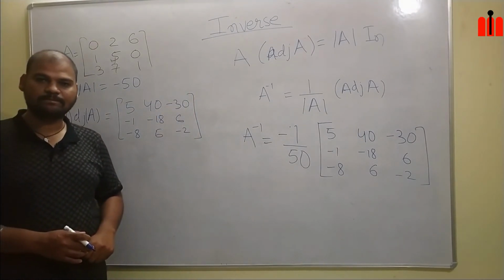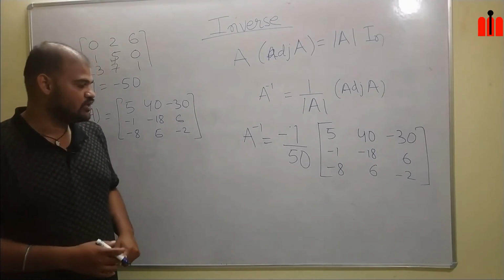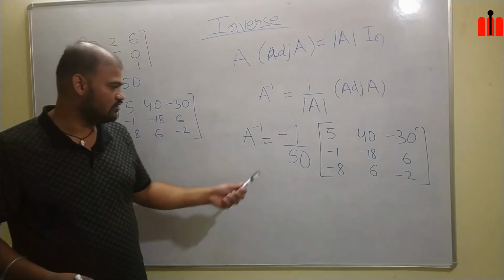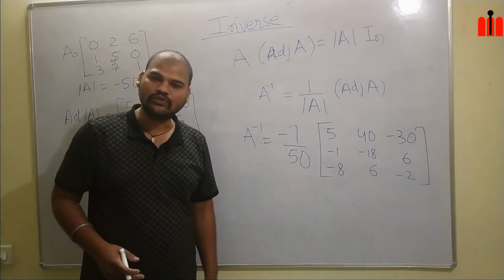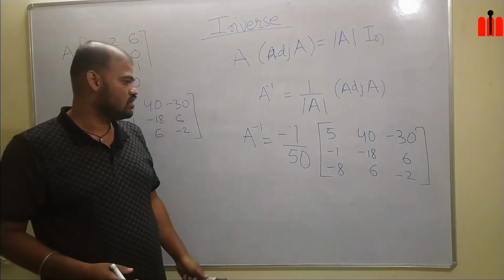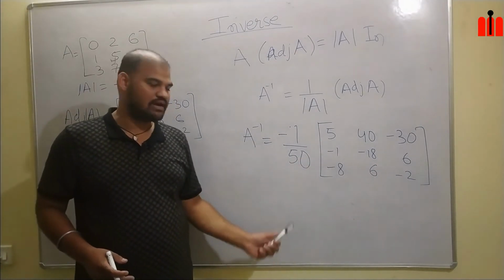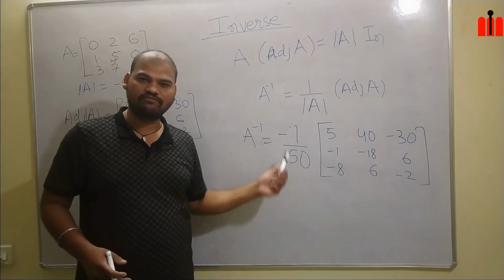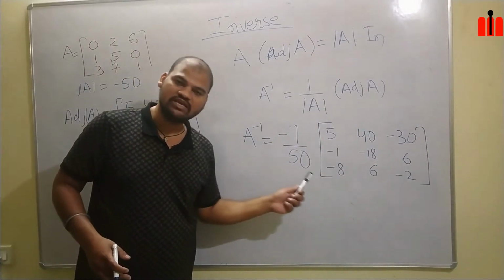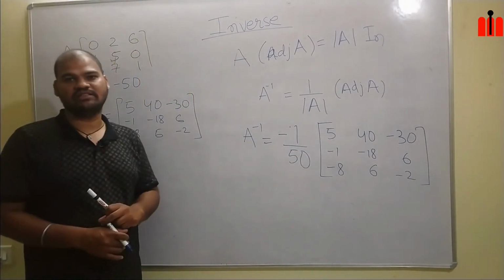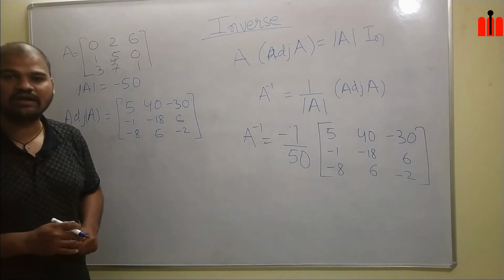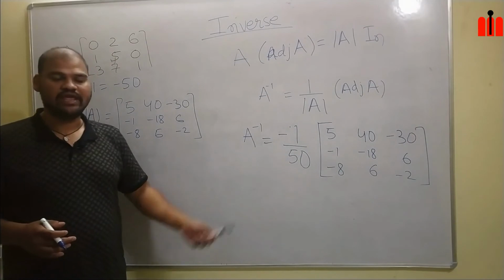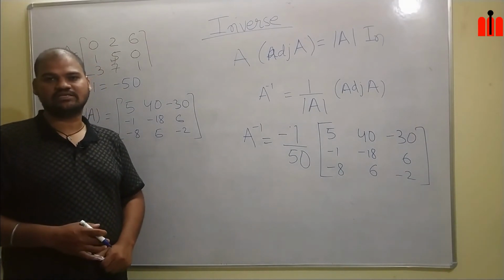Are you getting it? Right. So this inverse of the matrix A is 1 by det A into adjoint A. Now how I will get the entire matrix is just a scalar multiplication. Scalar is minus 1 by 50. You multiply with each and every element in this. So we have discussed this in our scalar multiplication, right? So we do that, then we will get A inverse matrix.